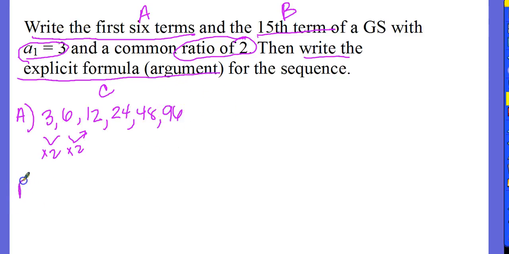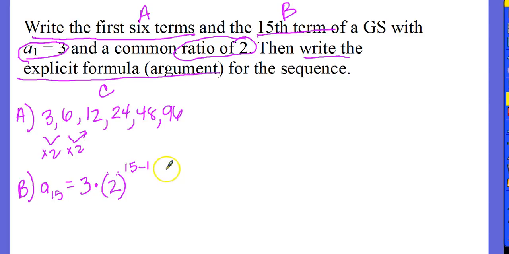Part B asks you to write the 15th term. So this will utilize your formula A sub n. If we want the 15th term, we're going to do A sub 15 is equal to our first term times our constant ratio of 2 raised to the 15th power minus 1.